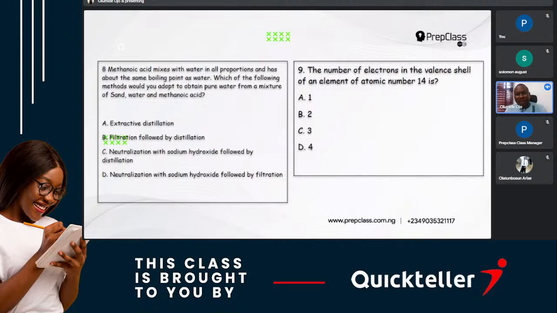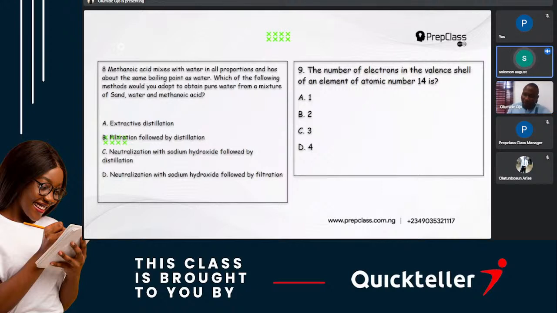So the answer is extractive distillation. Extractive distillation is used when you have miscible liquids of the same boiling point. Extractive distillation means that you are extracting, so you just extract the methanoic acid from the water. It will leave the sand alone. Do you get that?